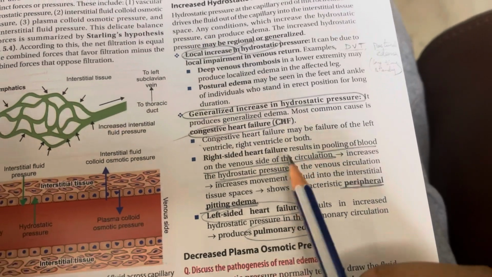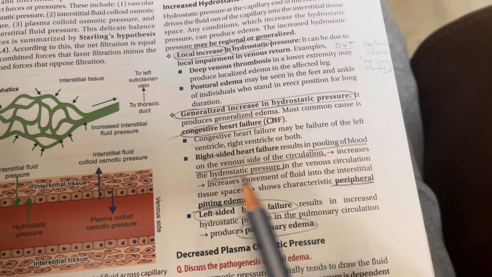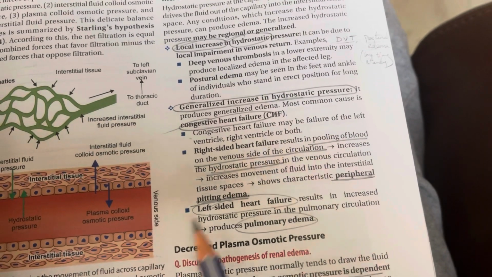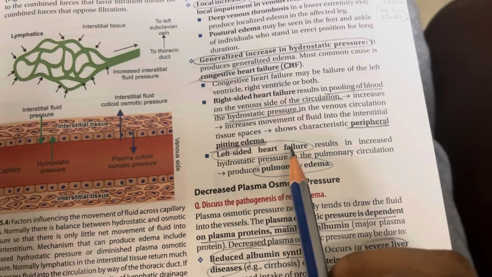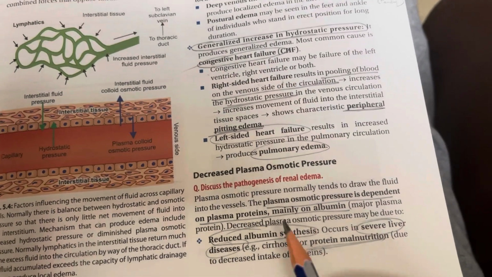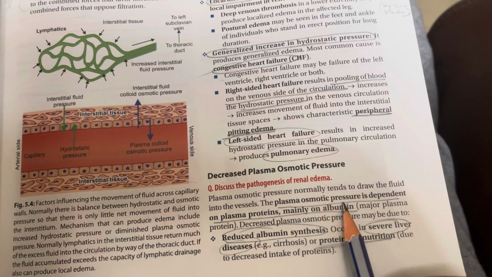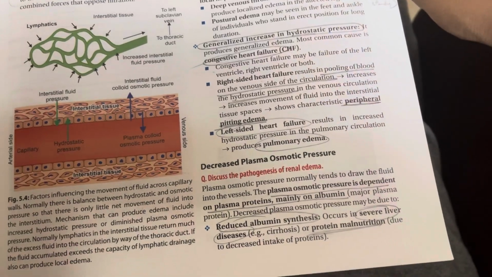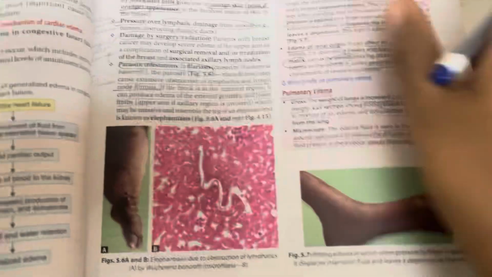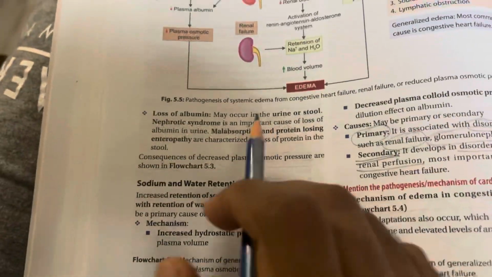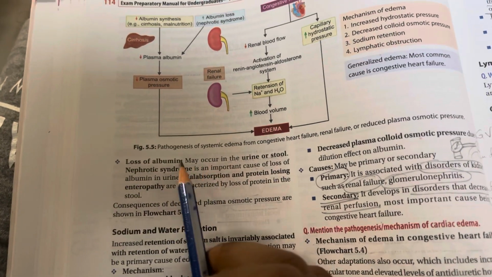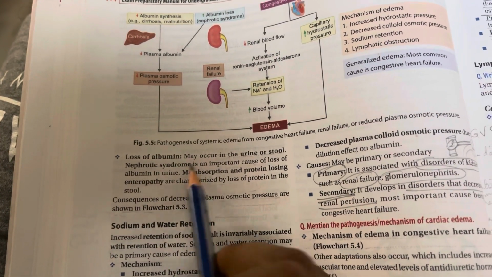So there is congestion. Right-sided heart failure causes pooling of blood on the venous side of the circulation. It increases the hydrostatic pressure in the venous circulation. Left heart failure causes pulmonary edema. Next, there could be a decrease in the plasma osmotic pressure, which is dependent on albumin. So there is reduced albumin synthesis in liver disease such as cirrhosis, or protein malnutrition, and protein-losing gastroenteropathy, and loss of albumin, again in case of nephrotic syndrome.